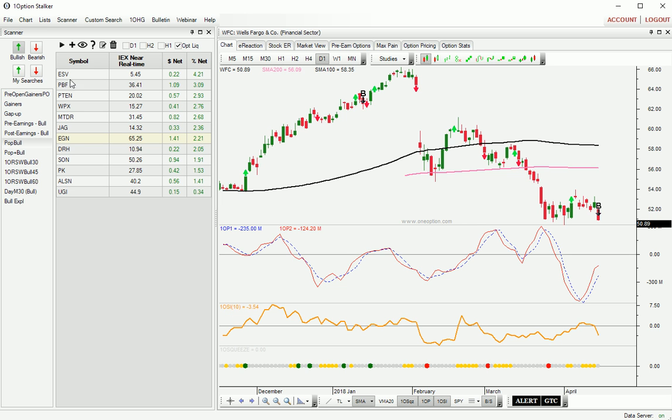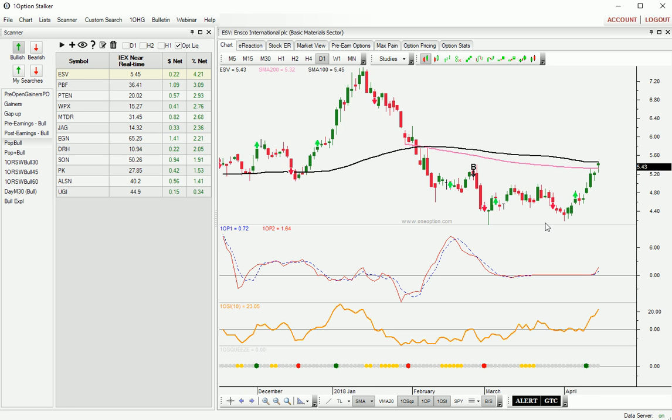Pop bull, I've got ESV. There we can see a nice little compression, and we can see a breakout through horizontal resistance. Love the fact that it's above the 200-day moving average. It's just about to get above that 100-day moving average. If it does that, it's going to be a great stock.